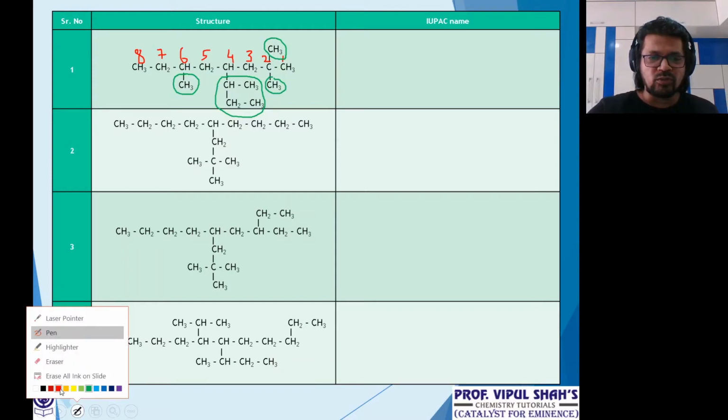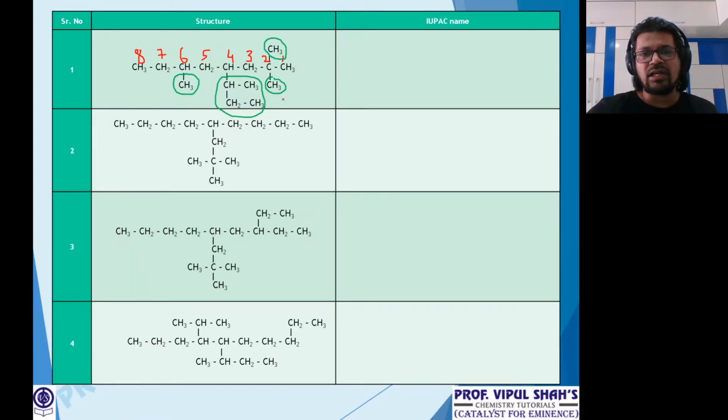Now we will try to allocate. From where the branch is there, I'll start to number it. The branch also has to be numbered. So from here I'll number: that's 1, that's 2, that's 3. So this becomes the branch. Now the name will be what? At 2 I have 2 methyl and 1 at 6. So 2, 2, 6 trimethyl.